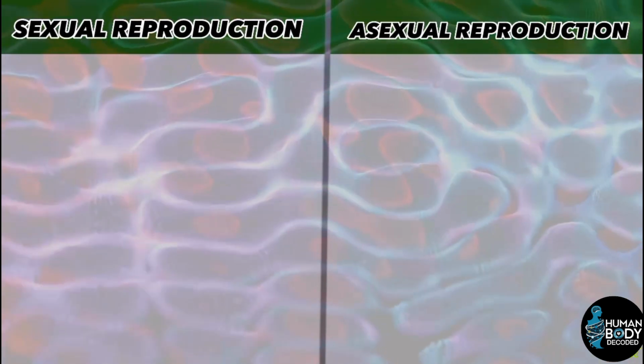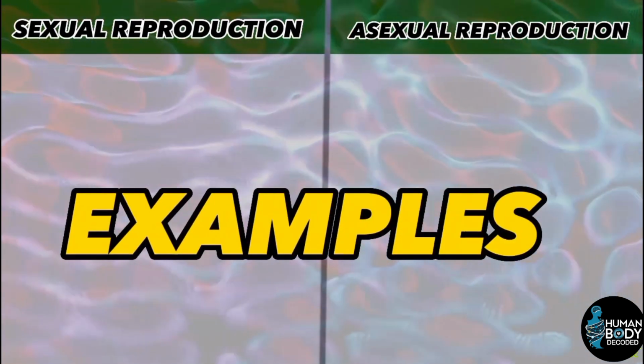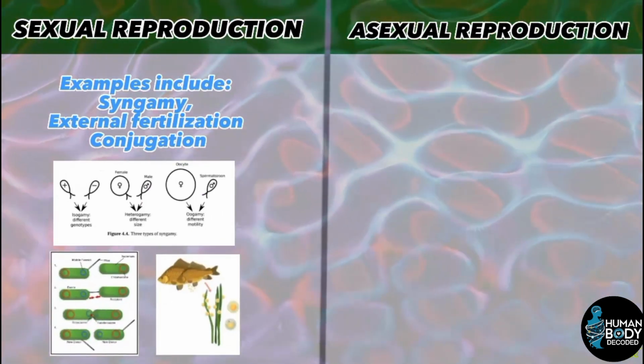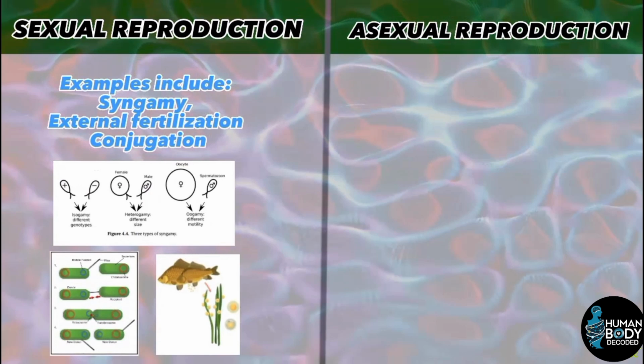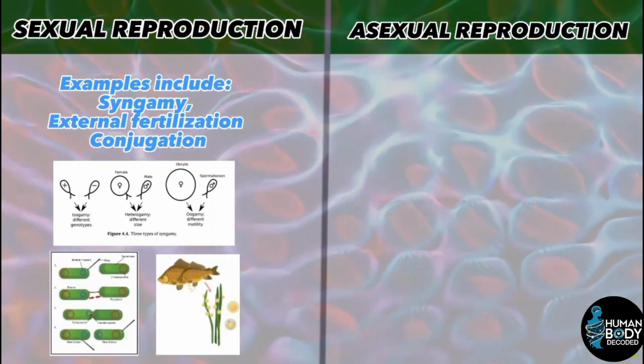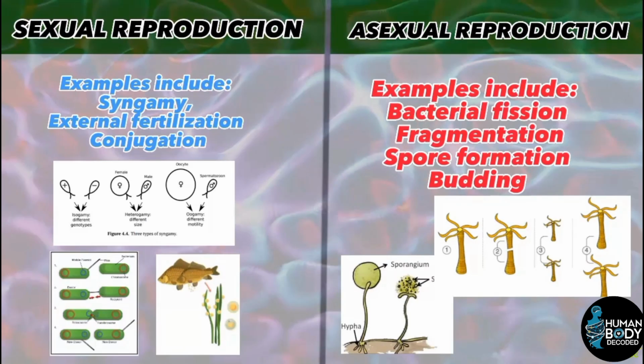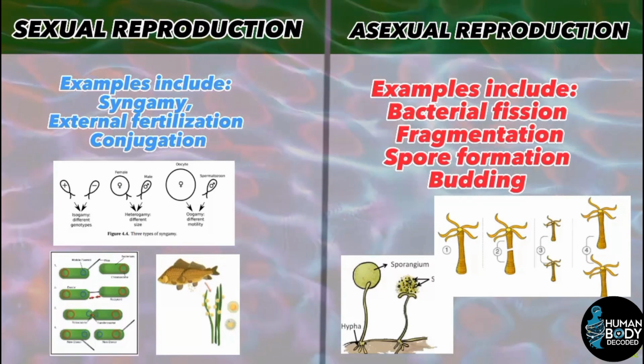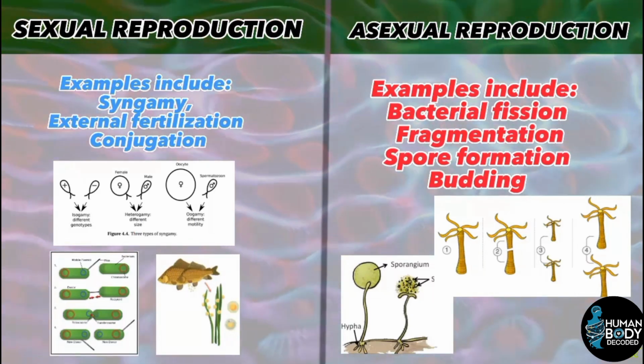Difference number 14. Here are some examples. In sexual reproduction, examples include syngamy, external fertilization, conjugation. In asexual reproduction, examples include bacterial fission, fragmentation, spore formation, and budding.